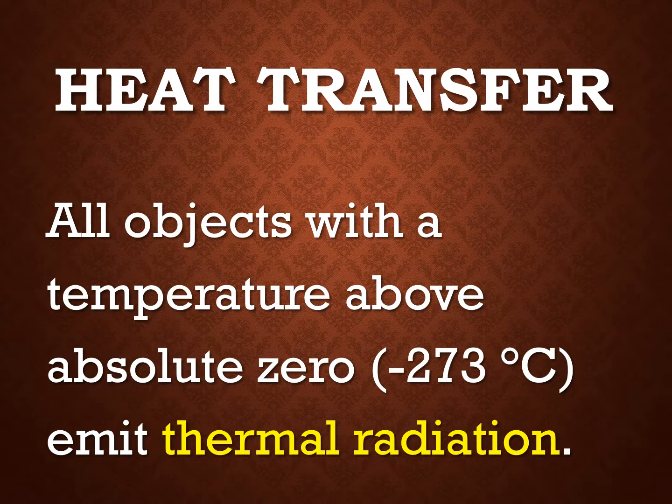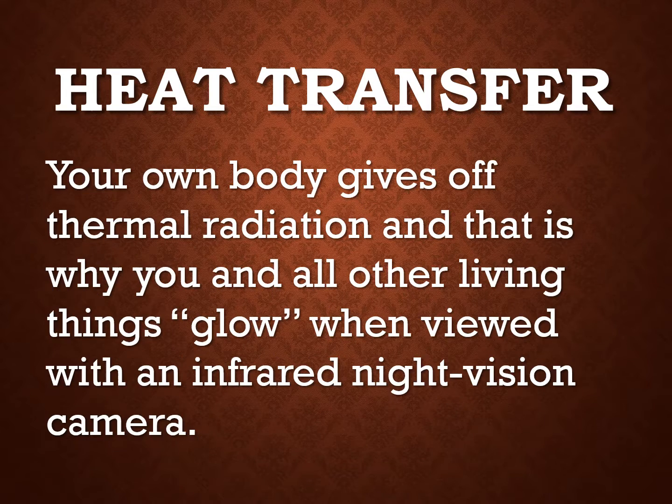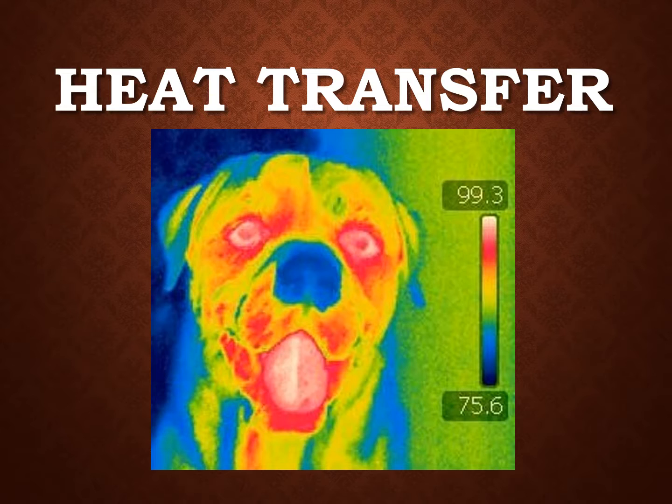space. Anything that is above negative 273 degrees will emit thermal radiation. So we as humans do emit thermal radiation. Right now, if you're sitting next to somebody, you both are releasing radiation to one another. But don't worry, you're not going to die from that, because your own body gives thermal radiation. We see this glow when you see an infrared night vision camera, so you can see things like this.